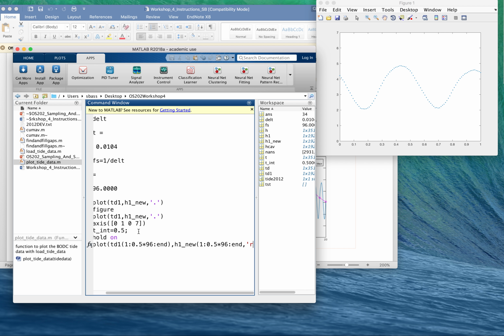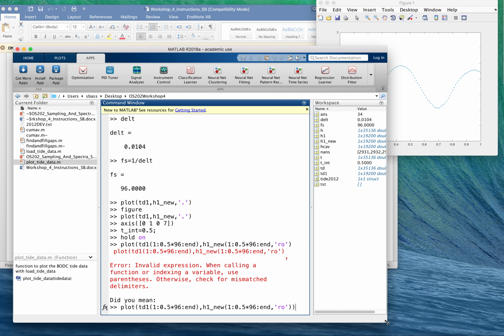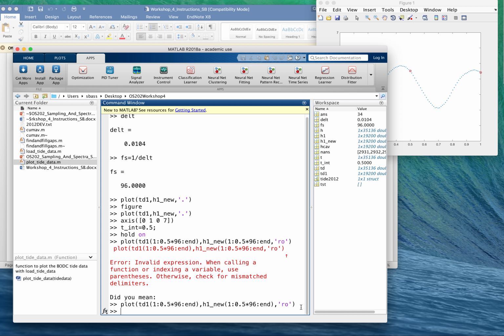I'm going to make those into little red circles. And so hopefully, mismatch something here. What have I done? Oh, I haven't put brackets around the end here. Okay. So I think that should be okay.